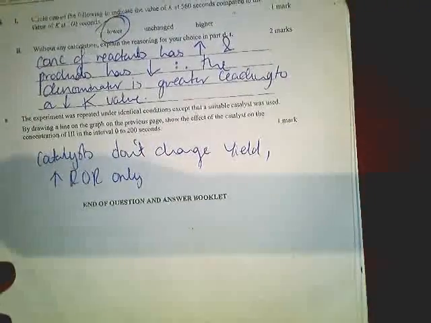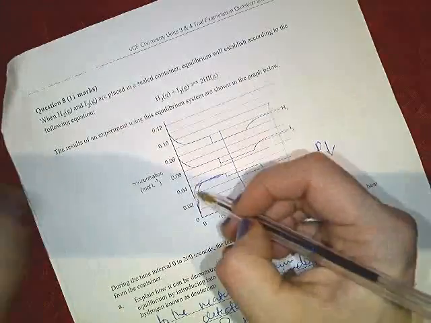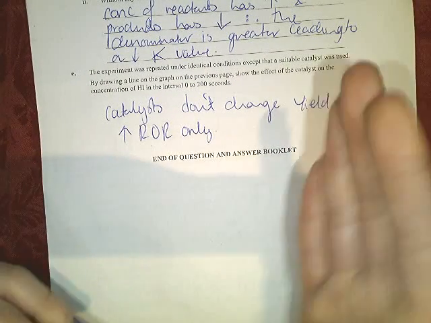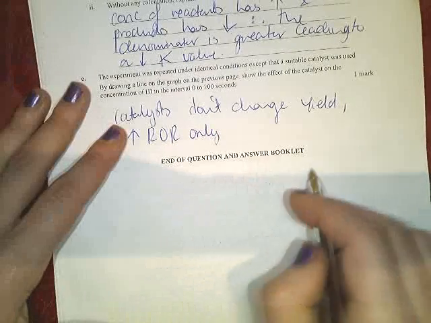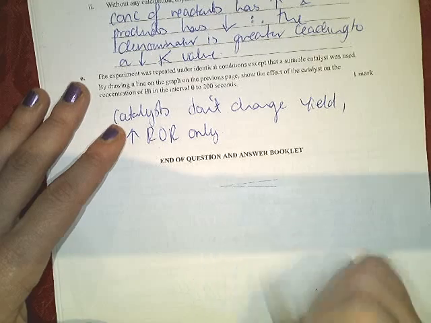Sorry, just one more thing. They don't change yield, but they increase the rate of reaction. They increase the rate at which they make things reach equilibrium faster. But then once they're at equilibrium, the concentrations of the forward and reverse stay the same. As we know, they plateau off over time. It's not increased anymore at equilibrium.